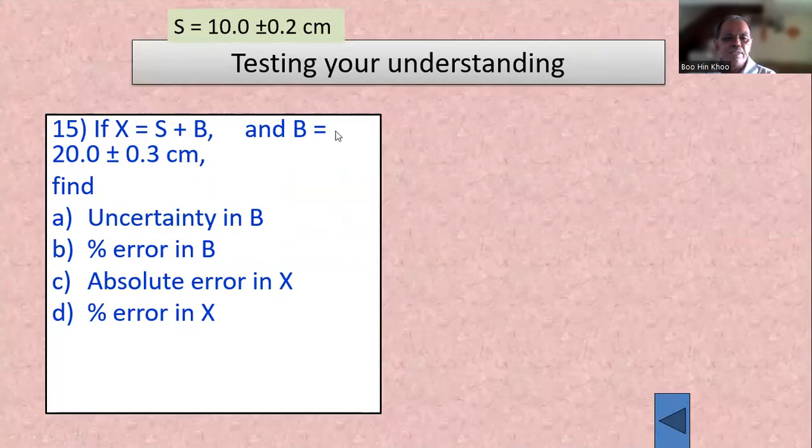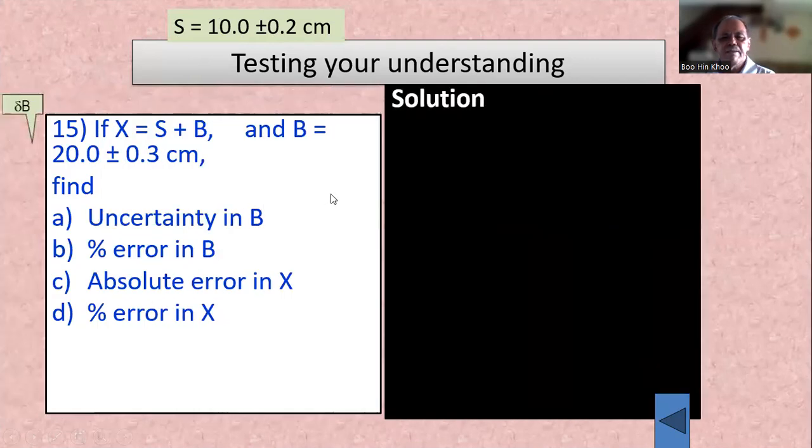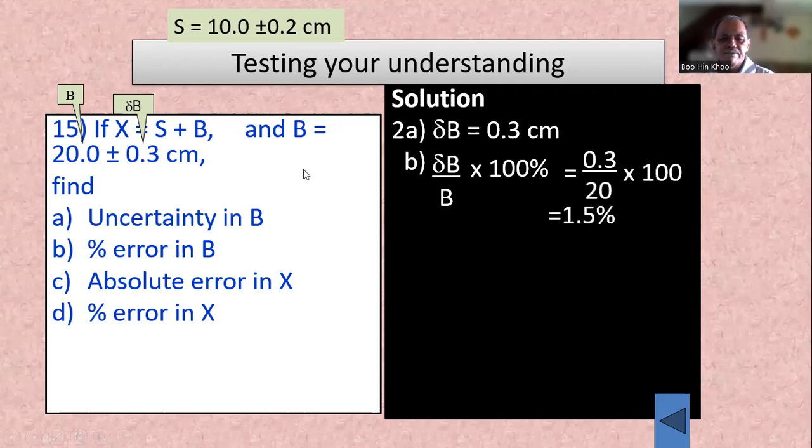Right? And then we have our B. That's our S from the previous slide. That's our B and its value. So uncertainty in B. There's your B with its uncertainty. So percentage is delta B over B times 100. So 0.3 over 20 times 100, we get 1.5%.